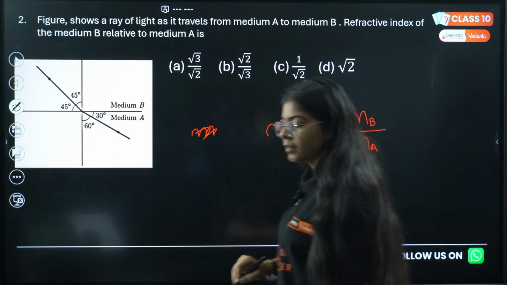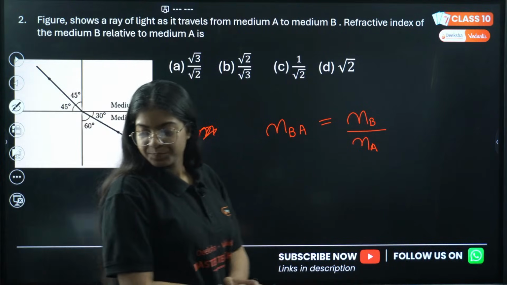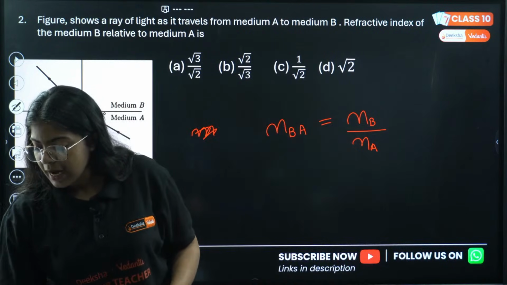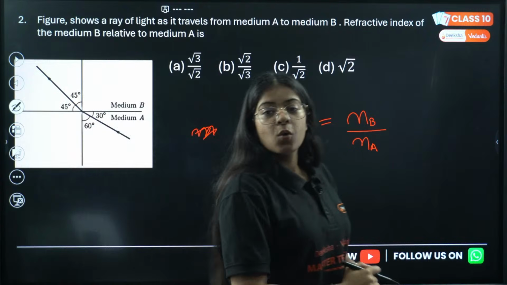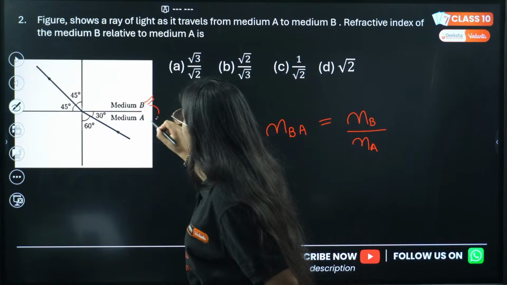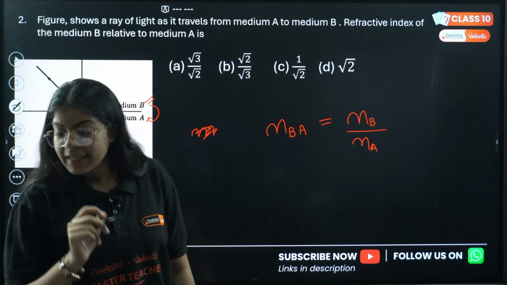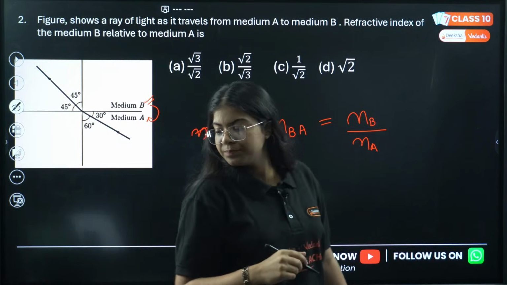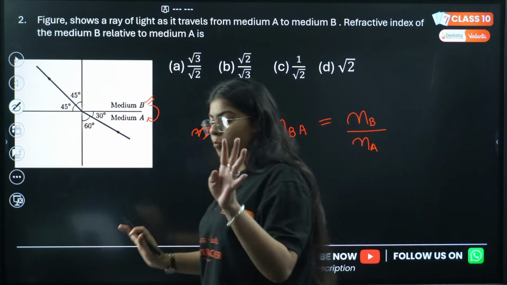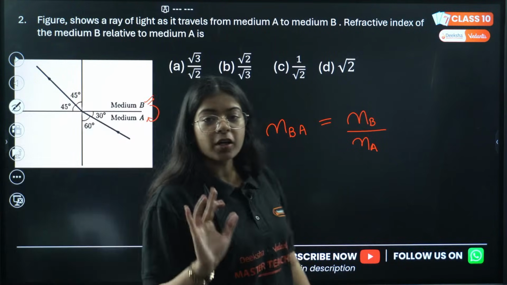What will be the answer? Yes, your answer was right, correct. Let me know the answer. Do you guys know the answer of this question? What will be the refractive index of medium B with respect to medium A, if the light ray is traveling from medium A to medium B? A, B, C, D, you have four options. Solve it carefully, take your time.